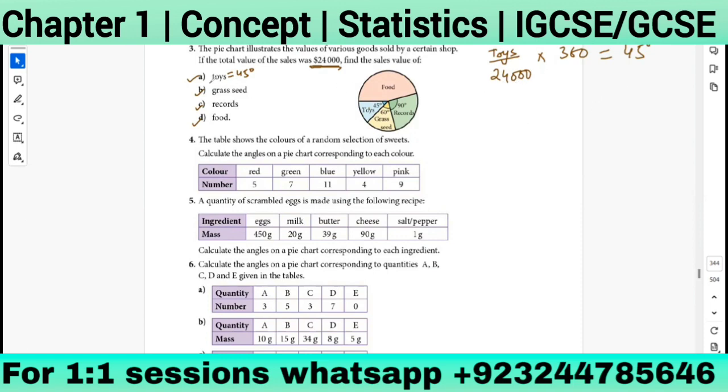What is the first formula? For toys, anything divided by the total number of items, the total sale value, that is 24,000, multiplied by 360 will give you the degree of that. So you get the degree. Now you will use simple algebra, and that algebra will suggest you do 45 divided by 360 multiplied by 24,000, which will give you the value for toys. So the value of the toys, can you do the calculations?